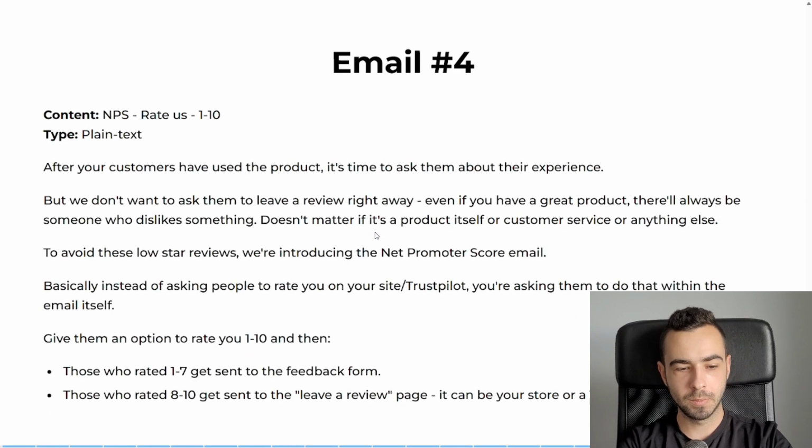Email number 4 is gonna be collecting feedback from the customers, which is super important. Because normally you could send an email like, hey, leave a review, kind of thing, but we don't want to do this, and I'll explain why in just a second. So after the customers have used the product, it's time to ask them about the experience. And again, time delay for this email is gonna be based on how long it usually takes to see the results and how long your shipping takes, and so on and so forth.